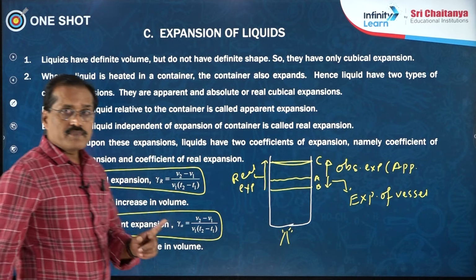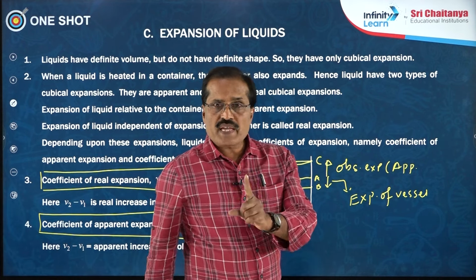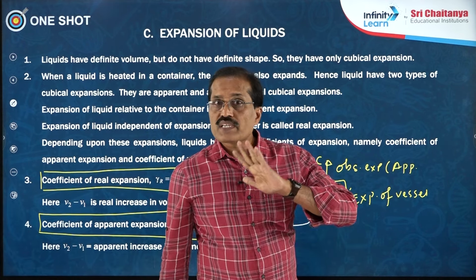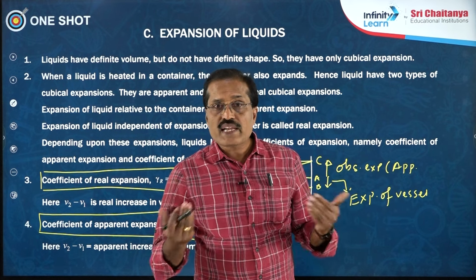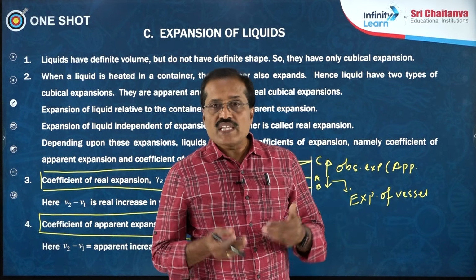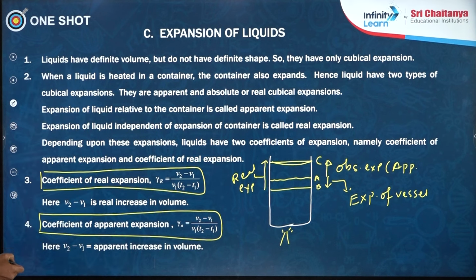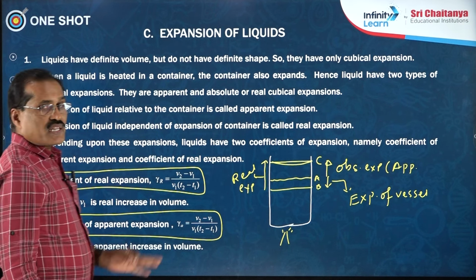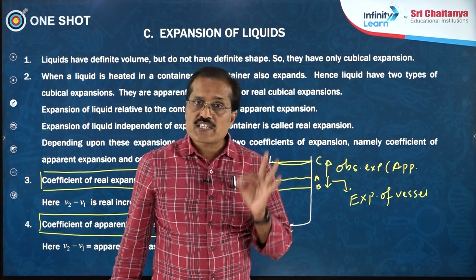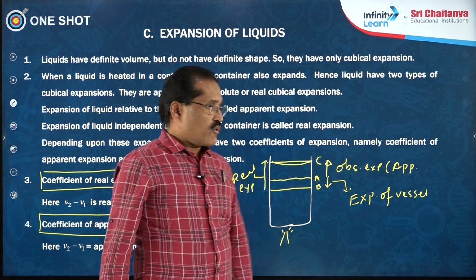I told you already, basically there is only one expansion, volume expansion, but the real expansion of the volume cannot be measured. Therefore, first of all we get the real expansion, and the next one is the apparent expansion. From these two, mathematically we can calculate the exact expansion of the liquids, right. Now, we will go to the next.